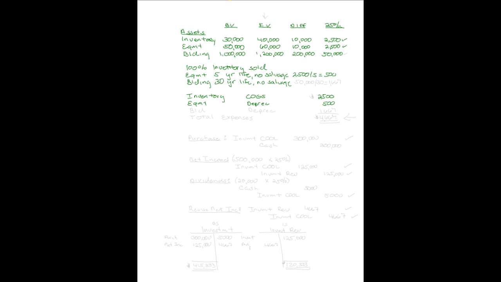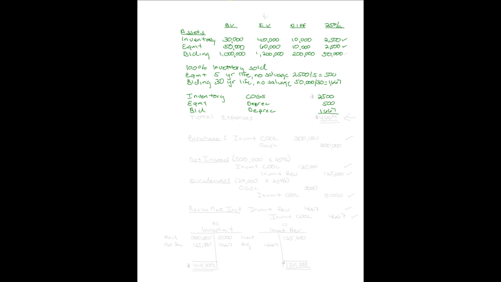Let's move to the building. The building is undervalued by $50,000. Divide that by 30 because it has a 30-year life. That suggests the depreciation expense is $1,667 too little on the building. So we have some corrections to their net income in these amounts.